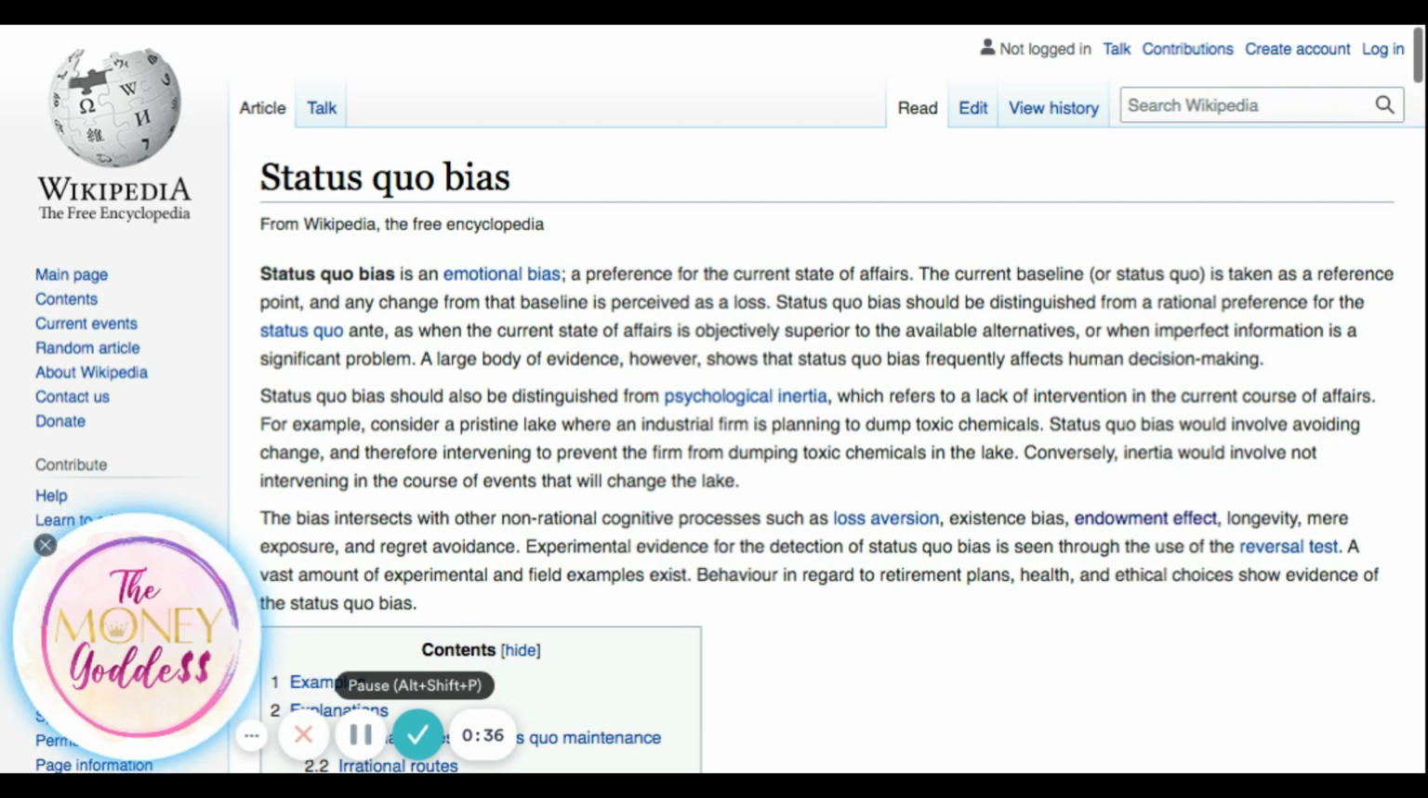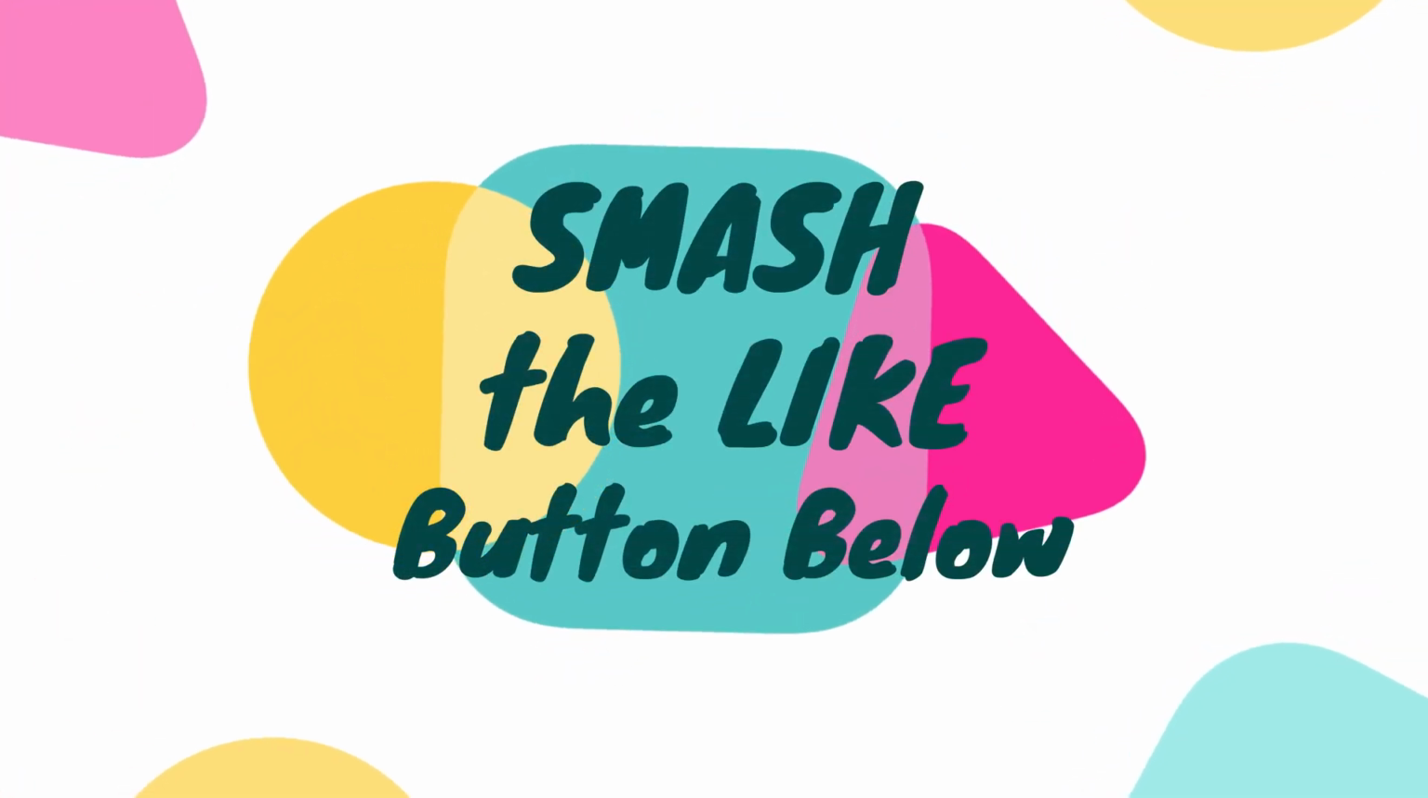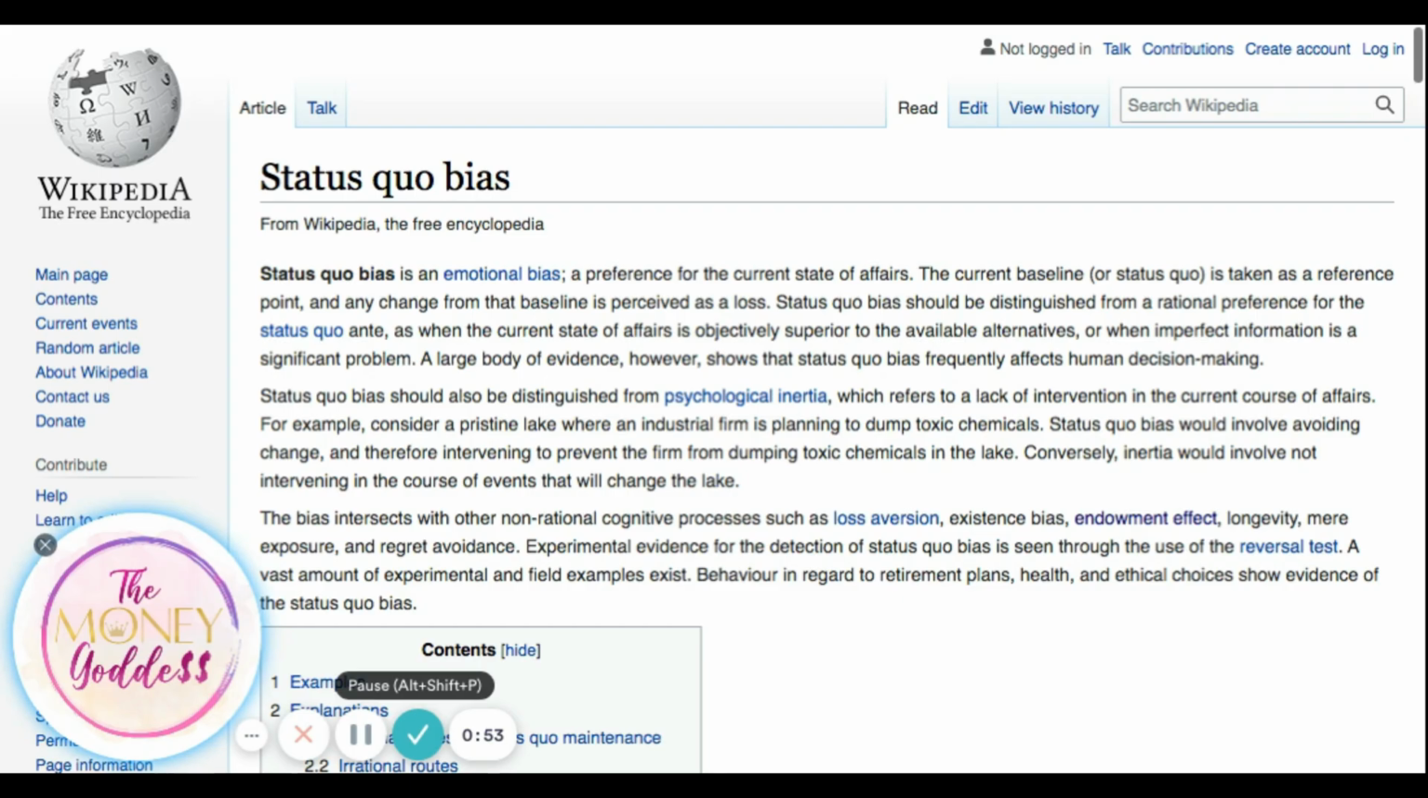Especially in volatile markets. So especially regarding crypto in this altcoin season that we're seeing right now, do not get attached. We are going to go over some strategies in a minute, but the number one thing to do is smash that like button below and don't get attached.